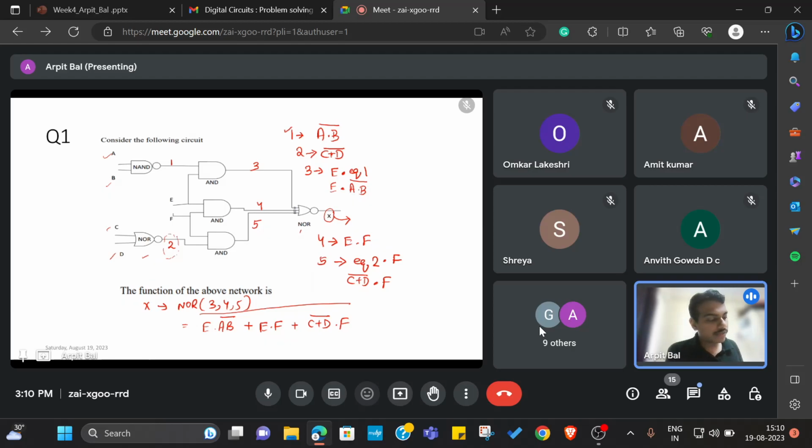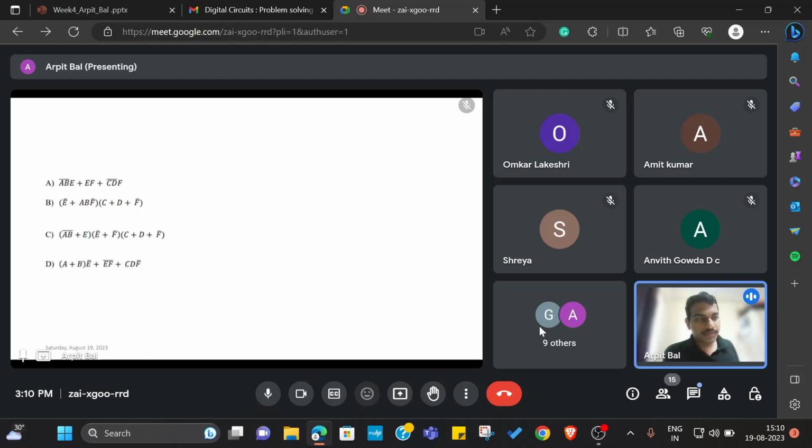Now our objective is to simplify it as much as possible. Let me show you the options, so the options will give you an idea about how much simplification we want to achieve. So these are the options. Now let us try to simplify it as much as possible. The equation was AB bar E plus E·F plus (C plus D bar)·F, whole bar.